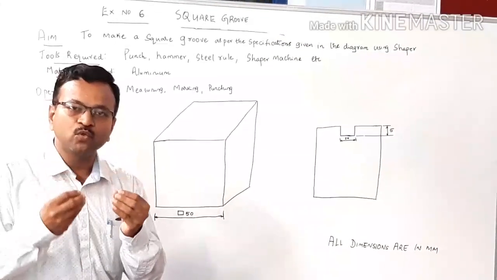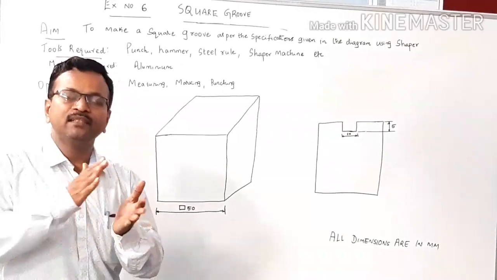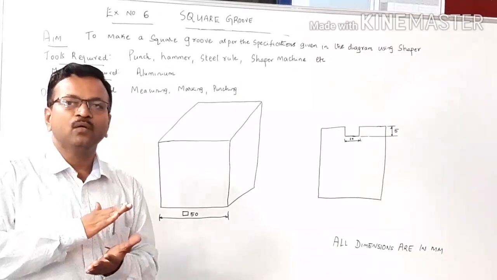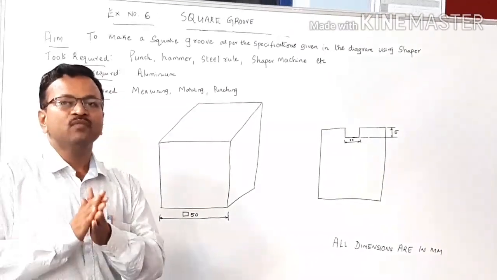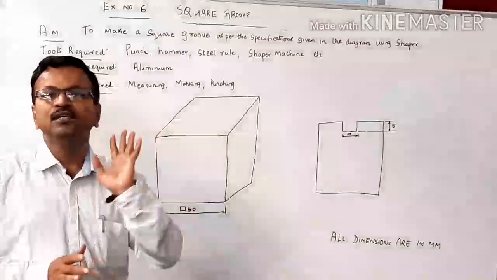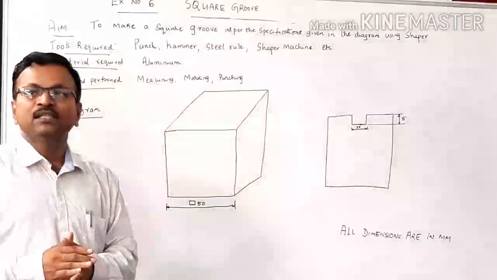But the function of the two machines, shaping machine and planing machine, is the same: to flatten the surface, level the surface, to make grooves, notches, keyways. All these are the operations we can do in the shaping machine and the planing machine. Now we can go for the demonstration on the shaper machine.